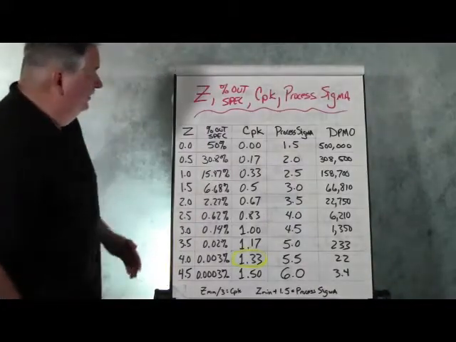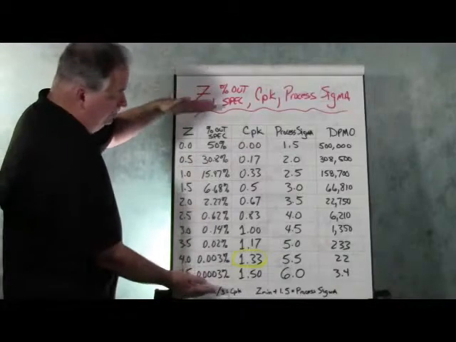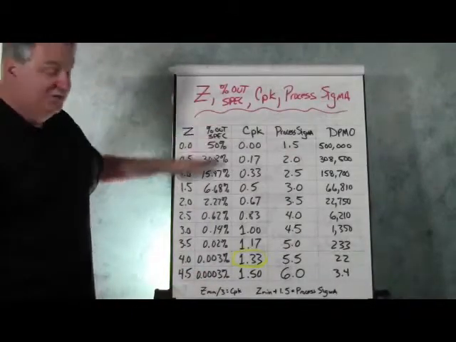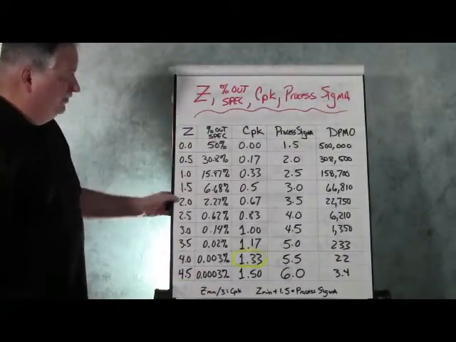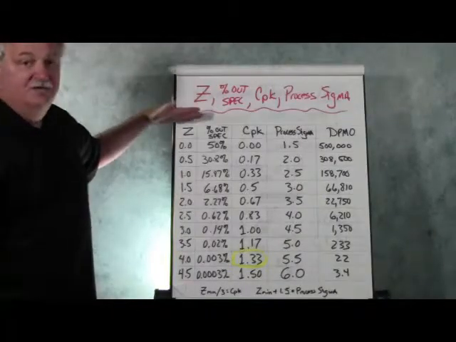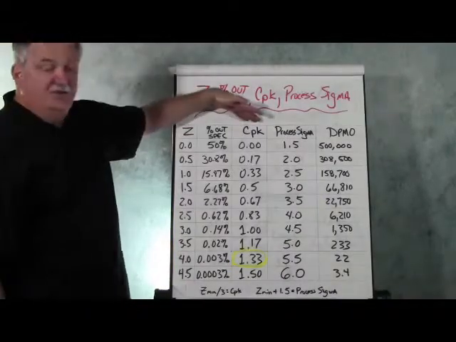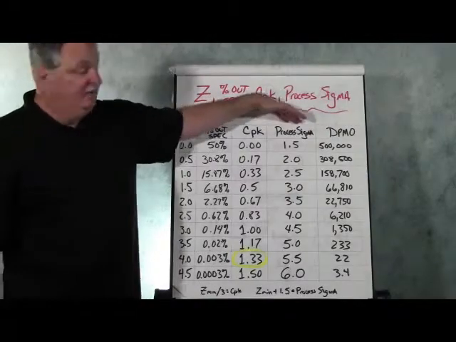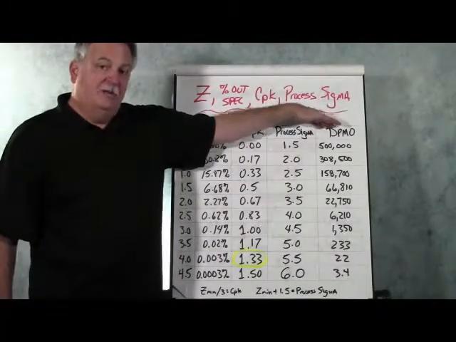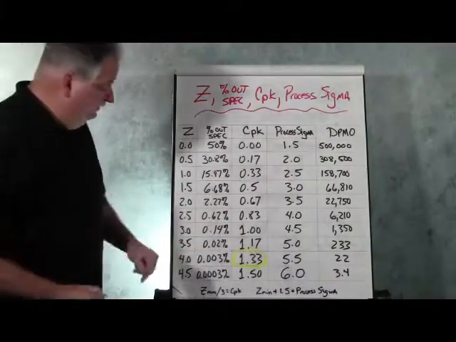So this is a shortened version of a z-statistic table, and I just put some specific values in here so you can see the z-value, percent out of spec, CPK, what the process sigma looks like, and the defects per million opportunities. And these things are all tied together.